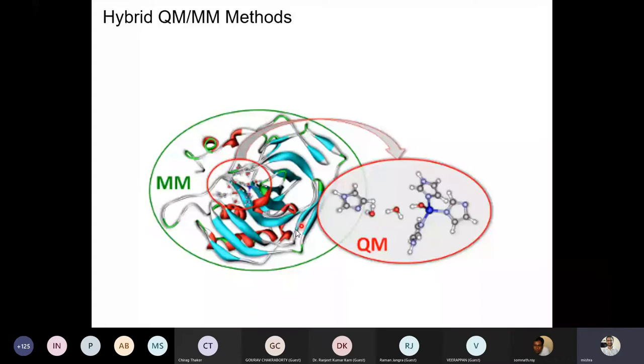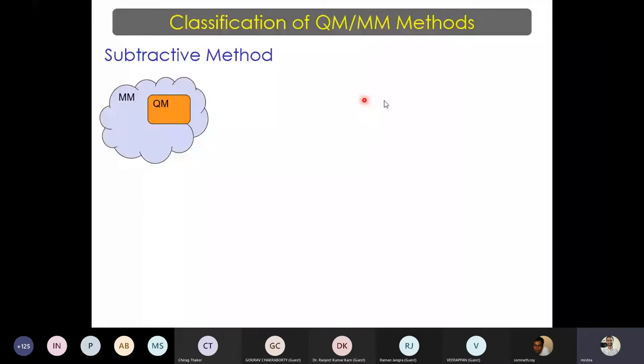Now, we'll go through some of the popular ways of doing this QM/MM method. The QM/MM calculations can be divided into two broad groups.